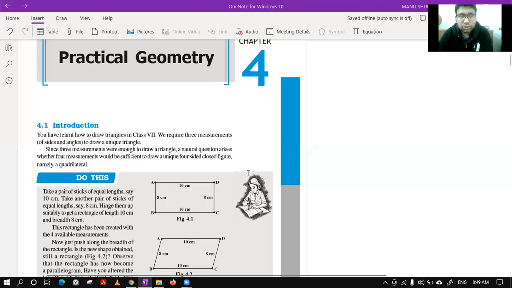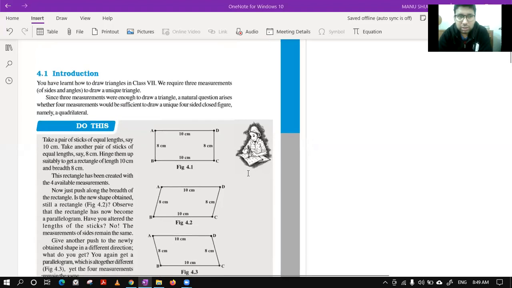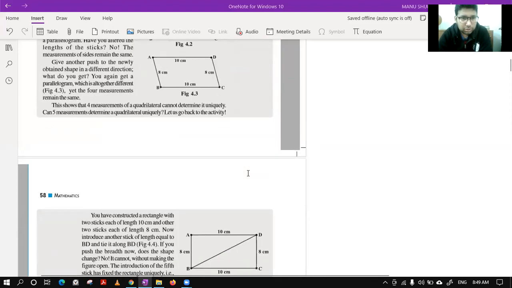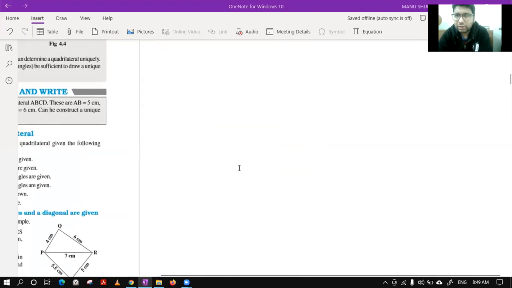So today's topic is practical geometry, chapter number 4. In this practical geometry chapter, we will mainly concern constructing these quadrilaterals. So let's see what we know till now. Class, till now what we have done in construction.